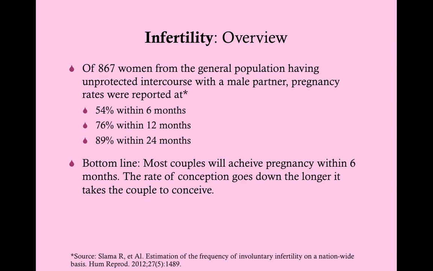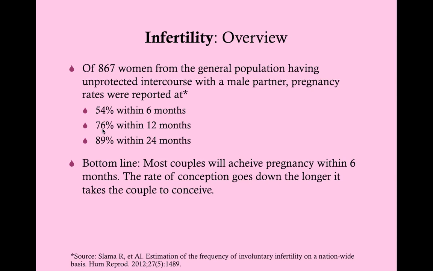This is a statistic I found of 867 women from the general population having unprotected intercourse with a male partner. Pregnancy rates were reported at 54% within 6 months, 76% within 12 months, 89% within 24 months. So note that the majority of women get pregnant within 6 months.